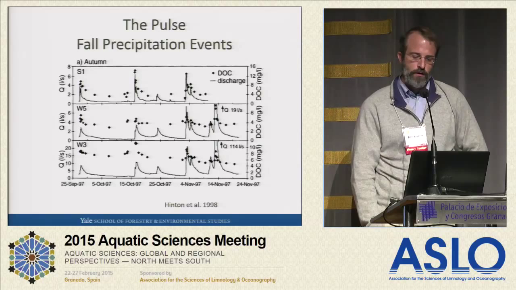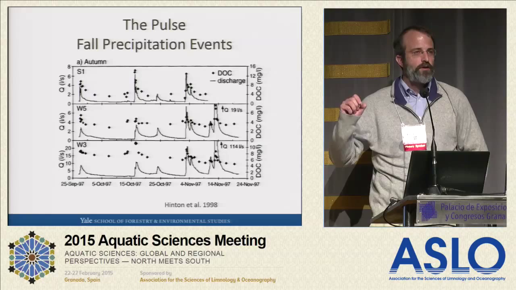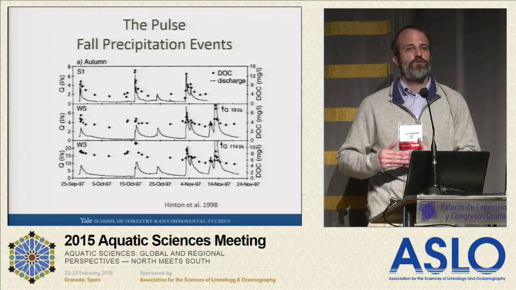Here's an example from Ontario, some fall precipitation events. Again, you can see the hydrograph is a solid line. And when these pulses of water come out of the watershed, the concentration goes up.